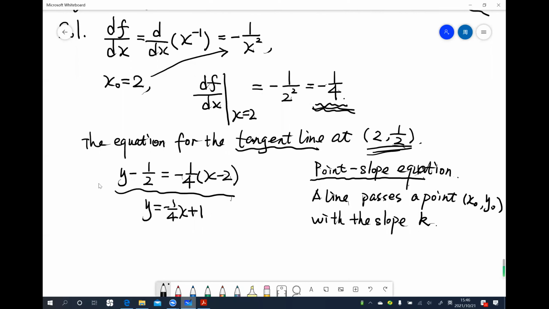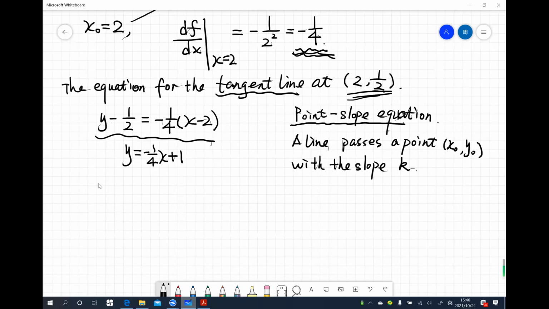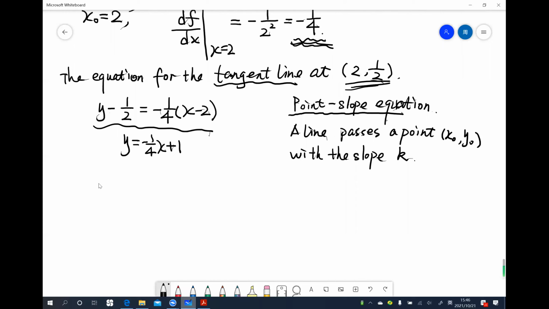Now, Laoshi, got it. It comes from point slope equation rule. Yeah, point slope equation here. Okay, so the point. Got it, Laoshi.